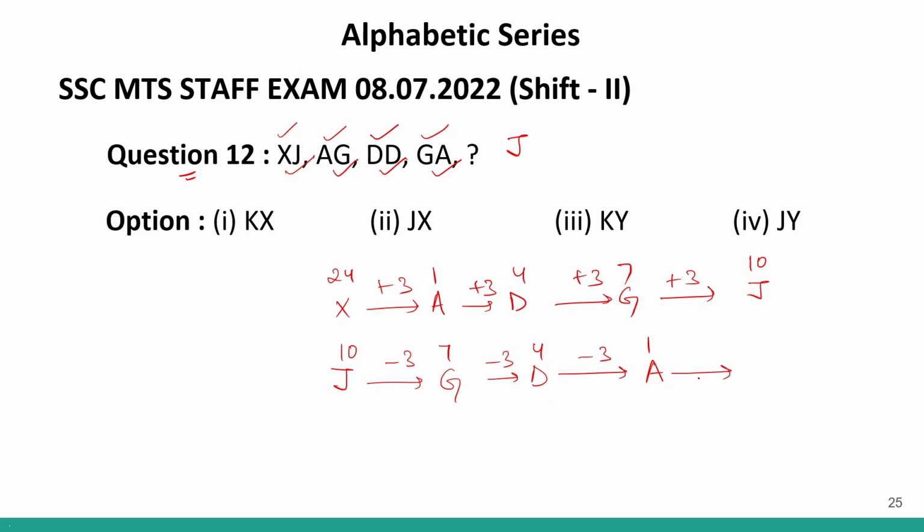So now if I go back from A minus 3, I will go back to Z, Y and X. So over here I'll get X, which is position 24. So the next element after J will be X, and this is given in option number 2. Therefore, option number 2 will be the correct answer to this question. Clear?